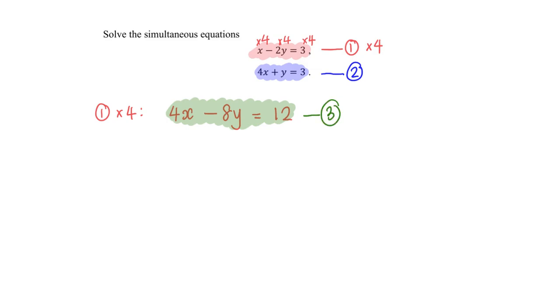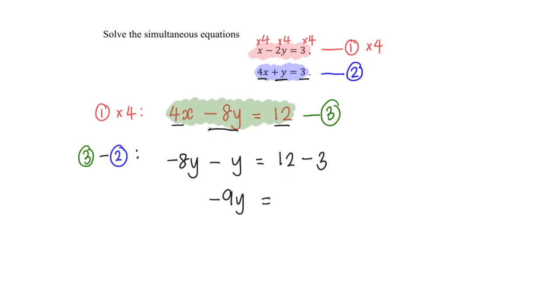Then from here, all we need to do is to minus away to eliminate the 4x. You will see, equation 3 minus equation 2. Okay, so the 4x minus 4x, it will give me 0. I'll have a negative 8y minus away my positive 1y, so I will have a 12 minus 3, so this will give me negative 9y, and this will give me 9. I will have to divide by negative 9 on both sides. Negative 9y will give me a positive 1y.